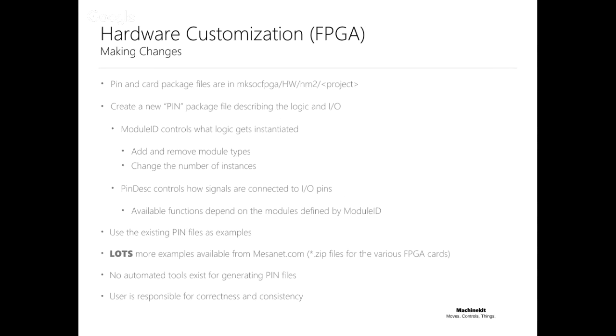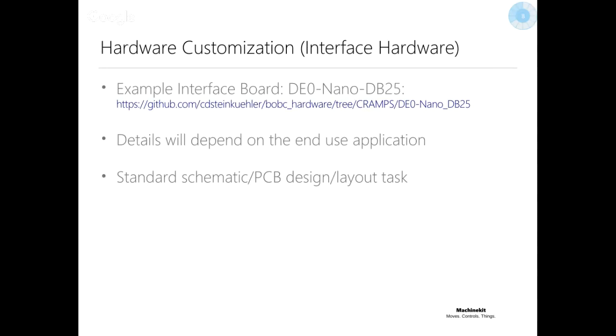But if you look on the Mesa website, there's literally hundreds of these for all the different flavors of cards that he's got. So you can pretty easily pull examples out of their zip packages and use those very much cut and paste. However, like I said, there are no automated tools for generating these at the moment. So the user is responsible for making sure things are correct and consistent, which isn't too big of a hassle, but you have to know a little bit about HDL and understand a bit about what you're doing.